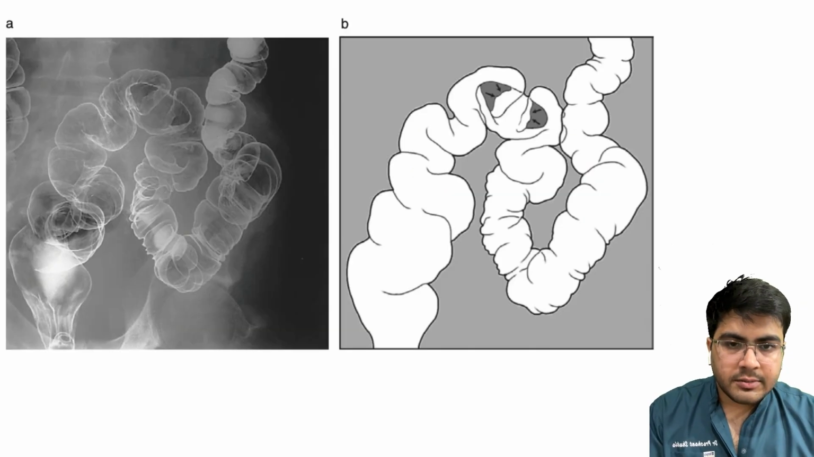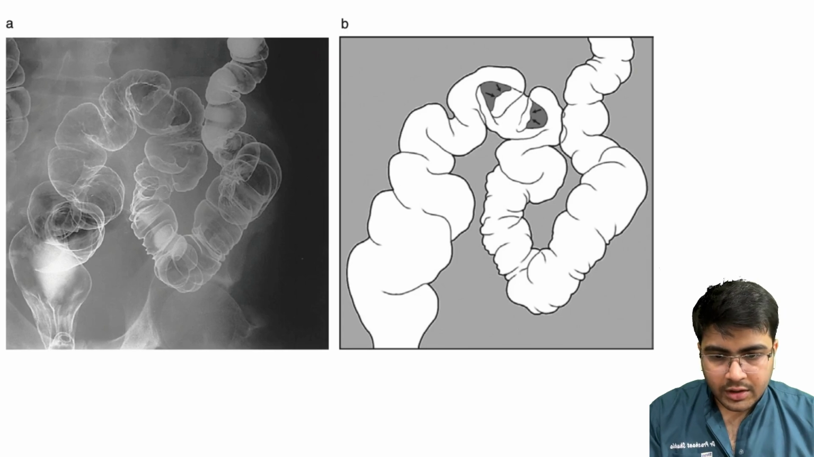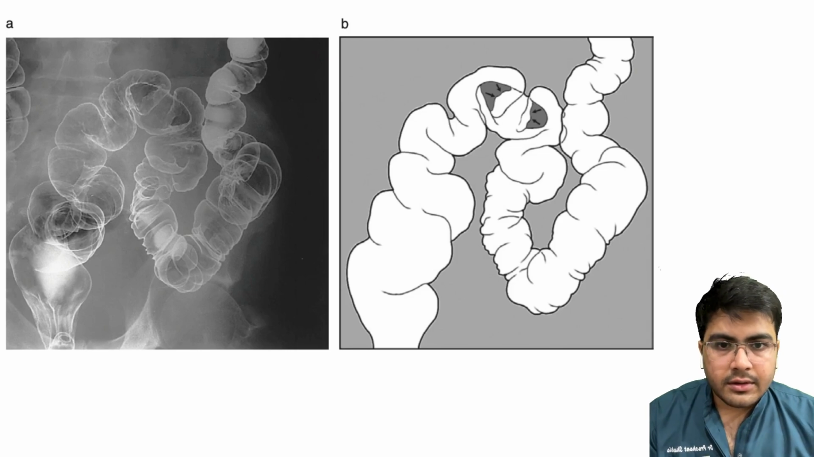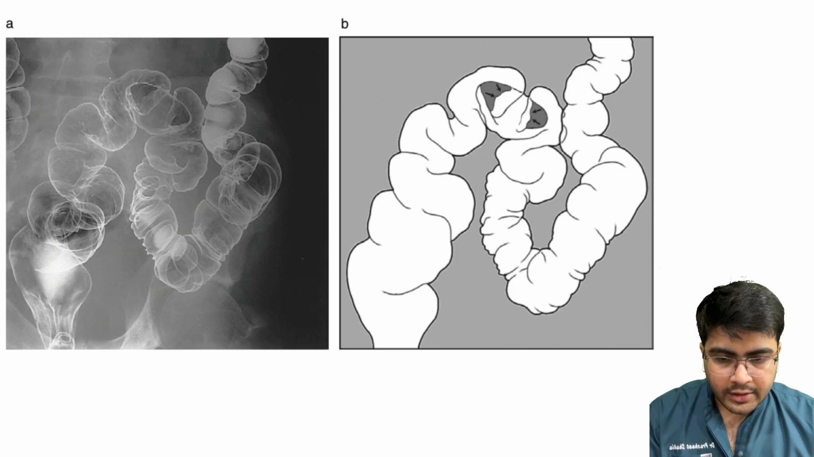This image is just to stress upon the importance of double contrast. So in order to detect a growth or any proliferative lesion in the sigmoid colon, if you have not given a double contrast image, it would have been superimposed and would have appeared normal. But here you can see, you can detect it very evidently on a double contrast barium enema.